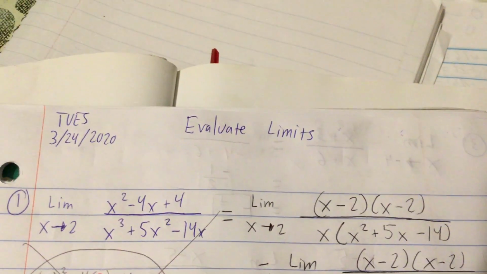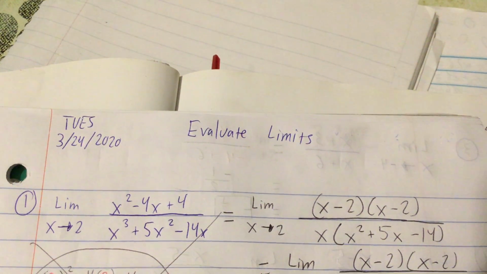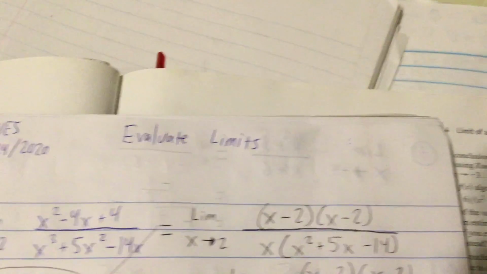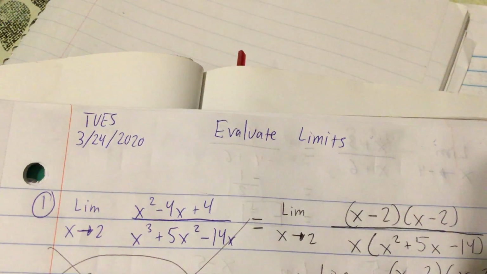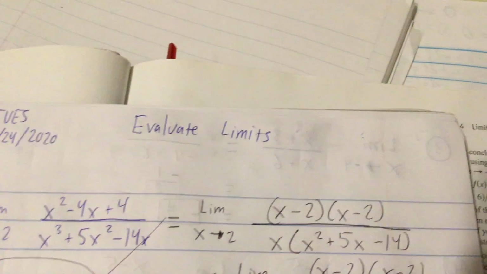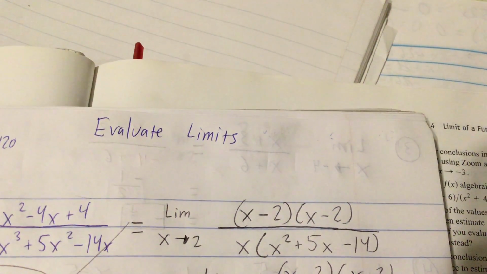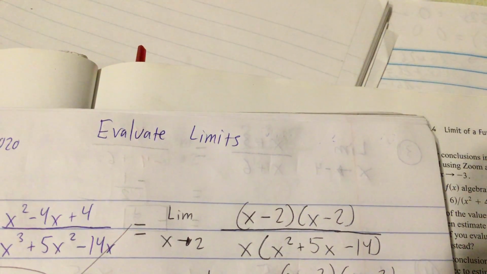So what we do is we factor the top. X squared minus 4x plus 4 becomes x minus 2, x minus 2. And the bottom, well, since all three of them have an x in common, I'm going to factor out the greatest common factor of x, leaving me with x times x squared plus 5x minus 14. Anything helpful so far?